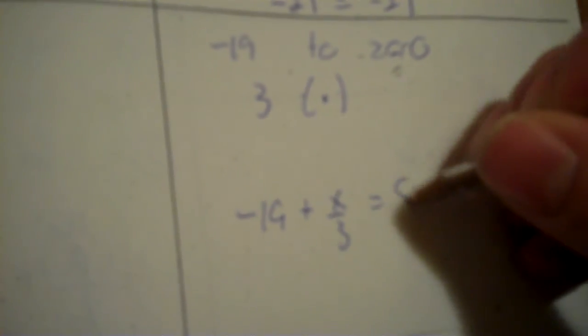Okay, so we now have negative 19 plus x divided by 3. This was the original problem. Now I think my x is 81. So I do my division first. 81 divided by 3 is 27. And then negative 19 plus 27 should be 8. Okay, it is. You don't have to do that second part if you don't feel it's necessary.